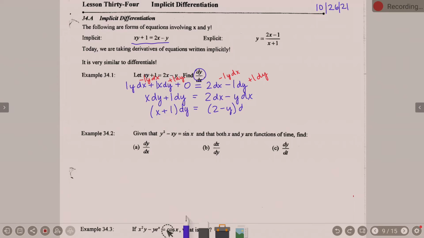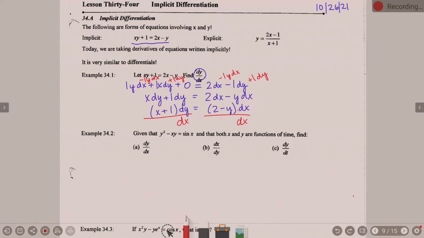2 minus y in your parentheses. dx is factored out. What is my goal for the left? I want it to be dy dx, which means, how do I move this dx from the right to the left? We're going to divide by dx, because since it's times dx on the right, to move it to the left, I'm going to divide.